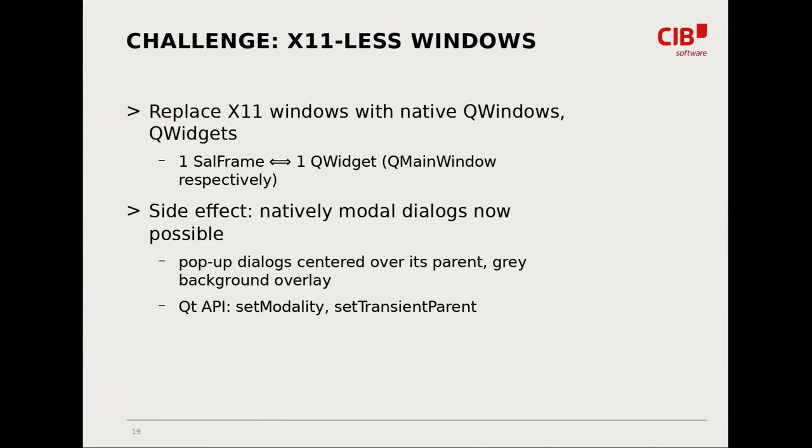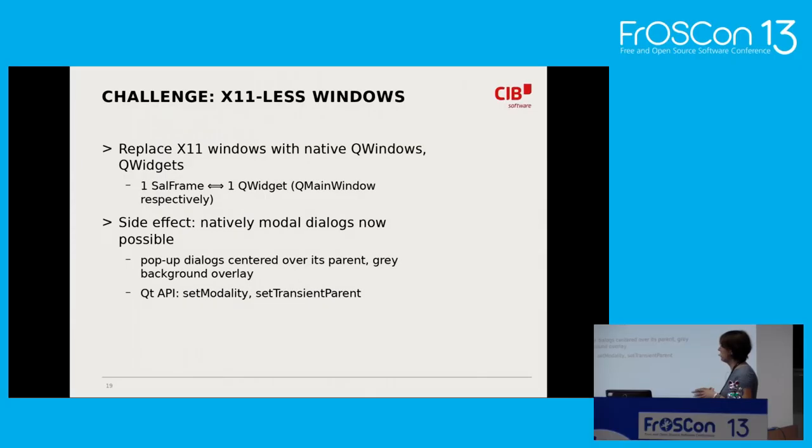So as we can no longer use X11 windows, we have to replace them with something. This was perhaps the most difficult part. We replaced the windows with the native Q windows or Qt widget respectively. If you remember a few slides back when I talked about the cell frames, all the windows you see, all the tooltips you see are cell frames. So now there is a one-to-one mapping between a cell frame and a Q widget. For the main window, it's a Q main window respectively. So every cell frame contains a pointer to the Q widget.